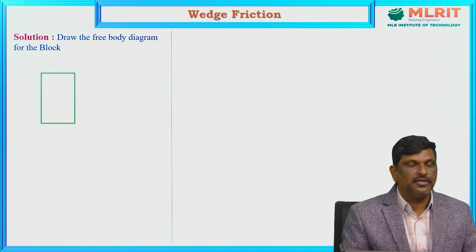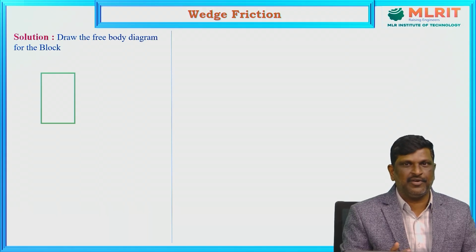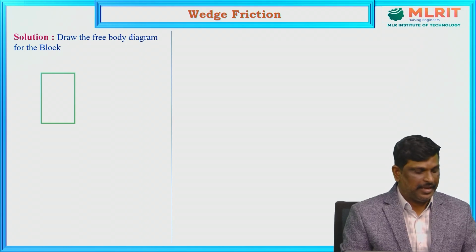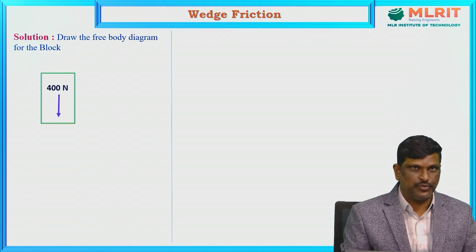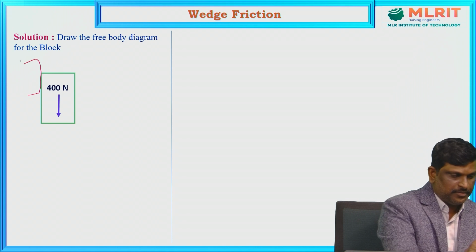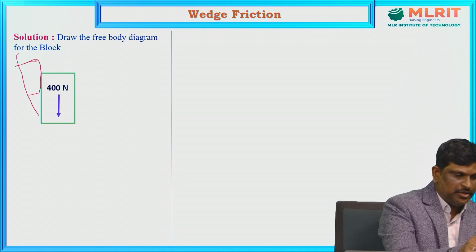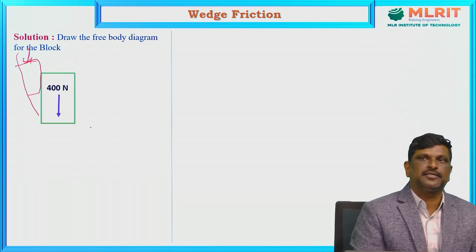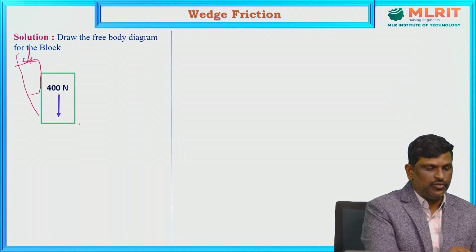The first step is to draw the free body diagram for the block first, or you can take the free body diagram of the wedge also. In this problem, I am taking the free body diagram for the block first. The weight of the body is acting vertically downwards, 400 newtons. Now, if the wedge pushes downwards, the block will move towards the right side.